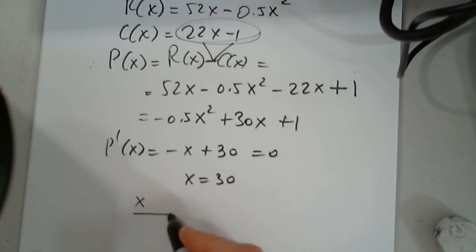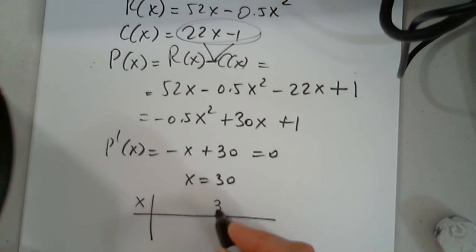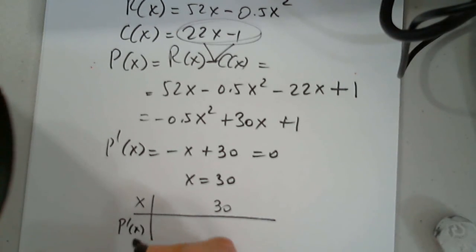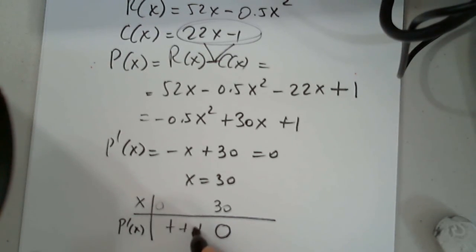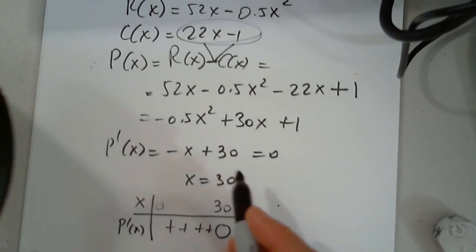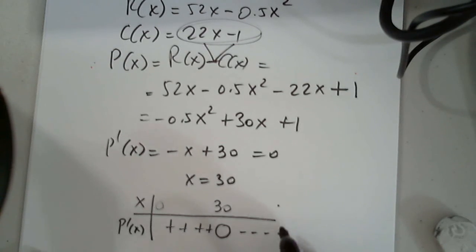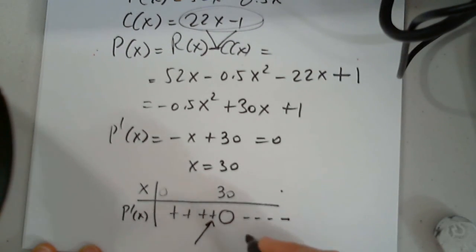Excellent. What do I do now? I have to study the sign. I have to show why this gives a maximum. See, if I put in 0 in this function, I get a positive number. But if I put 100 in this function, I get a negative number. That's all I need. It's very clear. The function is increasing when its derivative is positive, and the function is decreasing when its derivative is negative. So this must be a maximum.